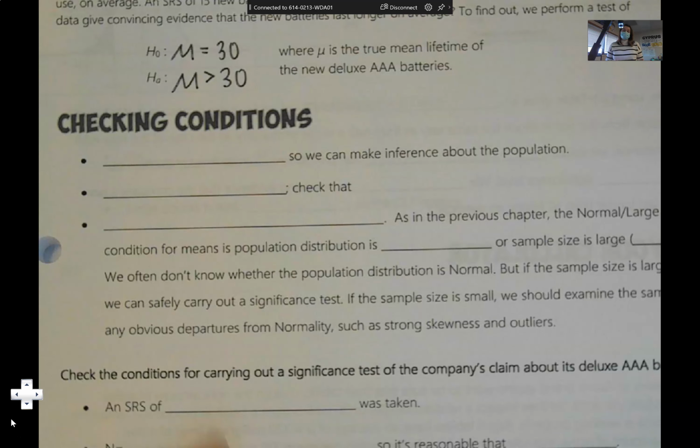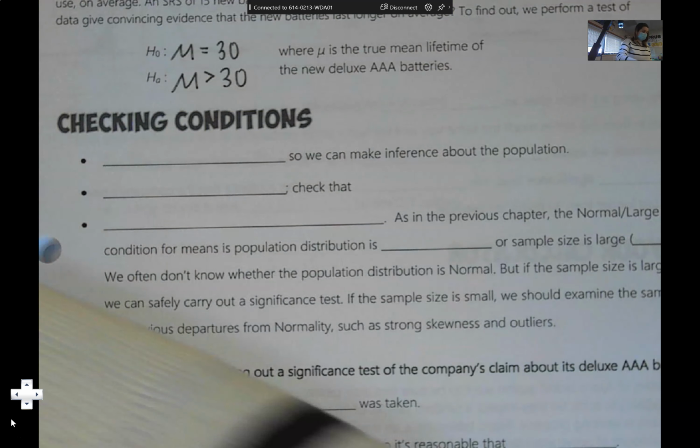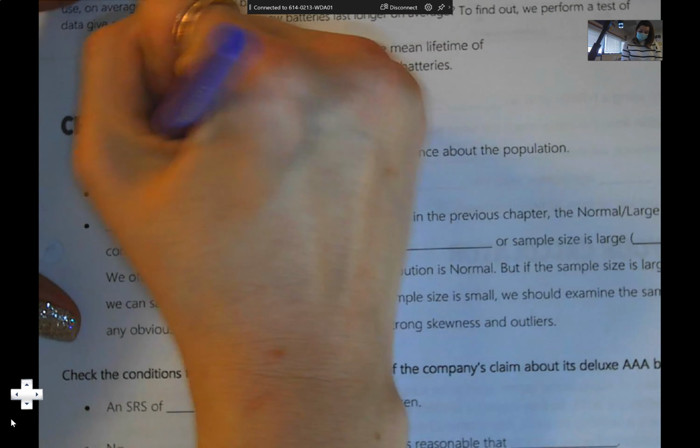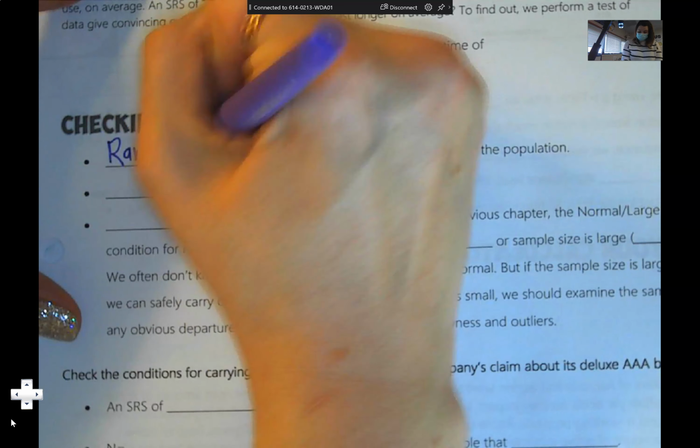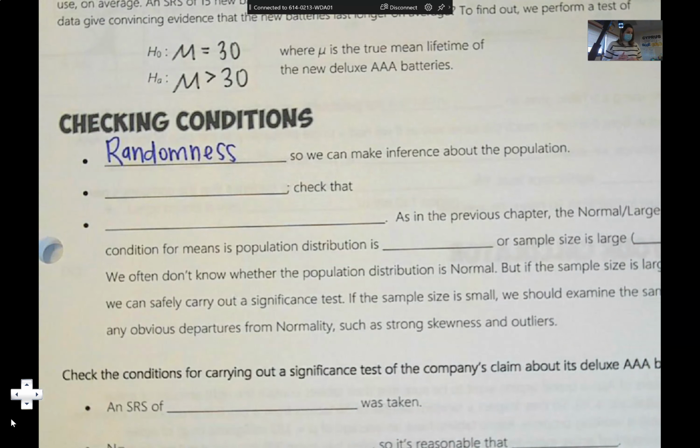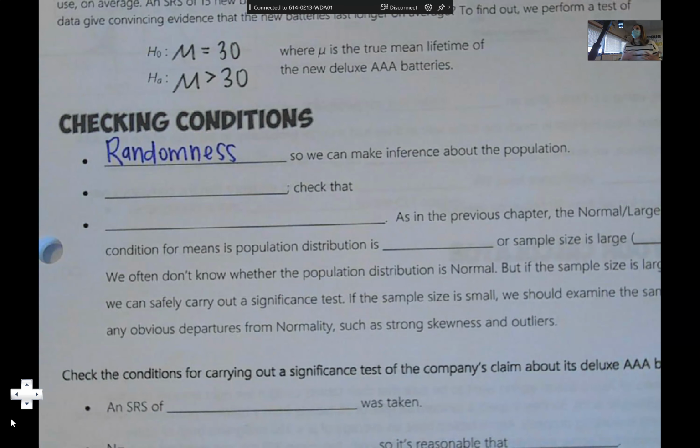So to check our conditions, this is where we start considering the sample. Number one is that we need randomness. So number one, we're checking for randomness. That makes it so that we can make inference about the population. So if our sample's not random, our test isn't valid.